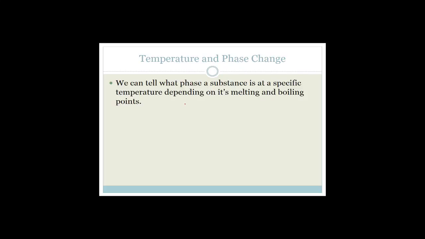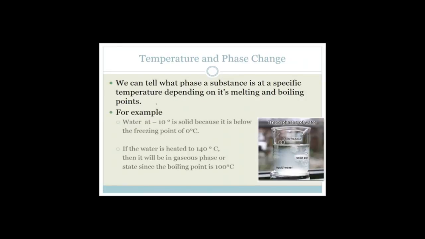So we can tell what phase a substance is in at a specific temperature depending on its melting and boiling points. For example, we know that water at minus 10 degrees Celsius is solid because it is below the freezing point of 0 degrees Celsius. Then if water is heated to 140 degrees, it will be in the gaseous phase. Why? Because the boiling point is 100 degrees.